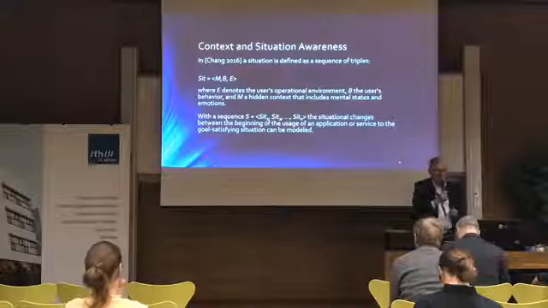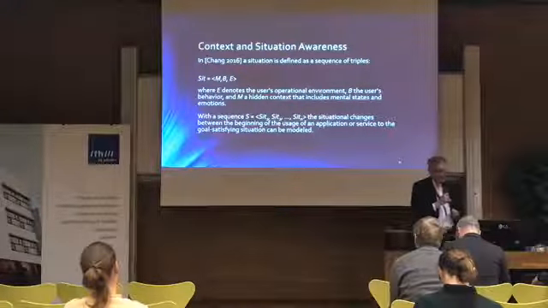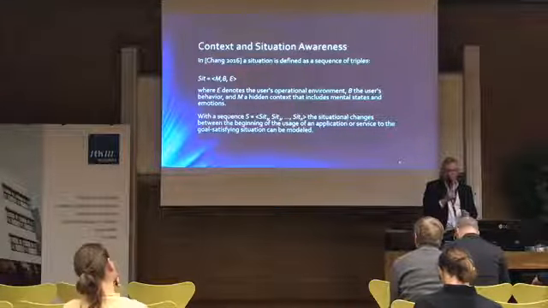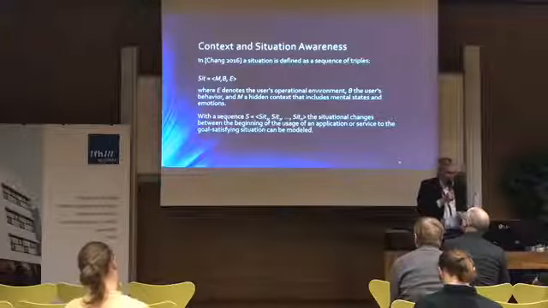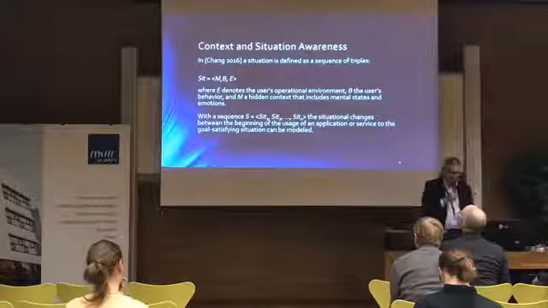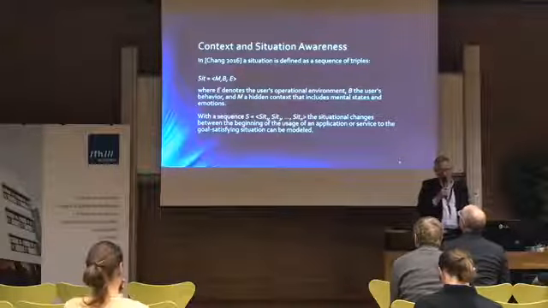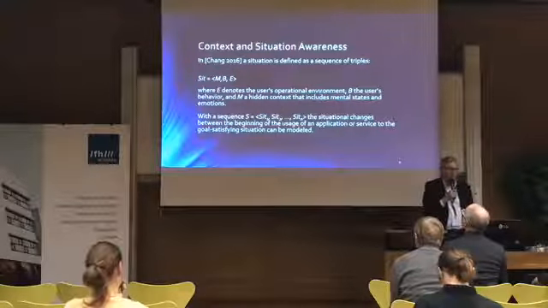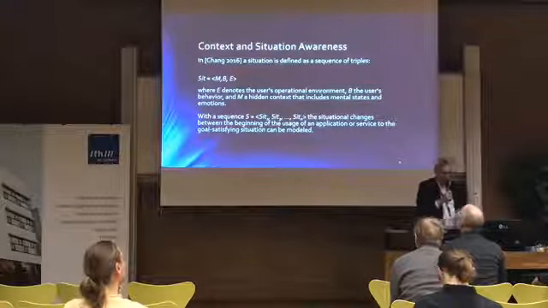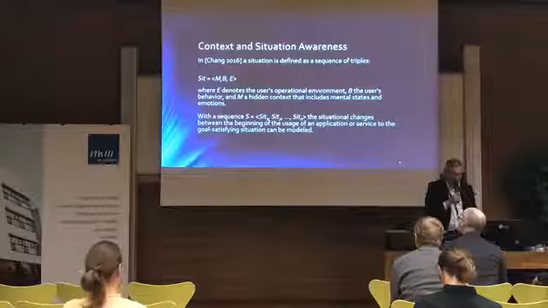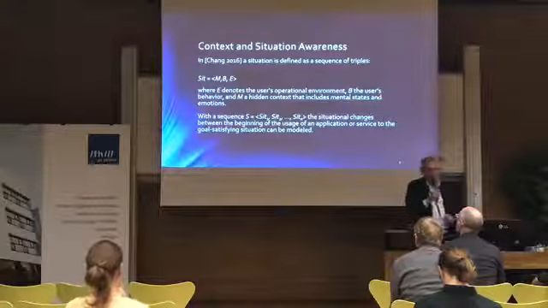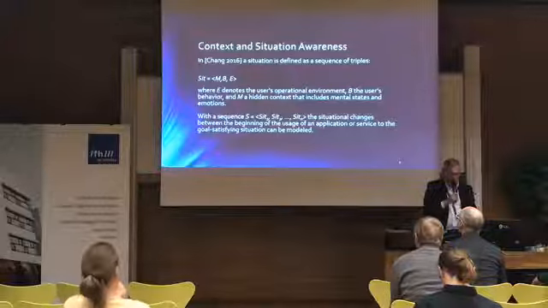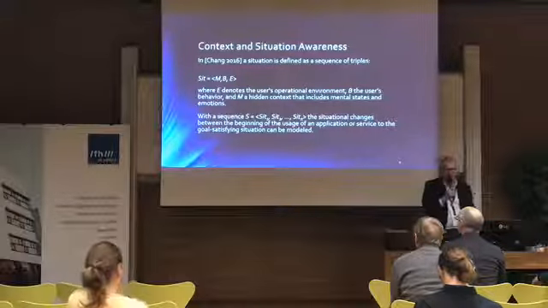What is a situation? We use the definition by Chang. A situation is defined as a sequence of triples, SIT = M, B, E, where E denotes the user's operational environment, his computers, the software he is using, the applications he is using, the interaction techniques he is using, and so on. B is the user's behavior, and M is a hidden context that includes the user's mental state and also the user's emotions.